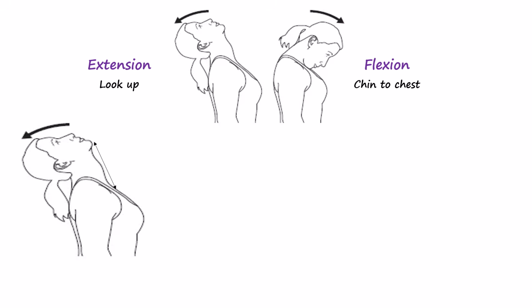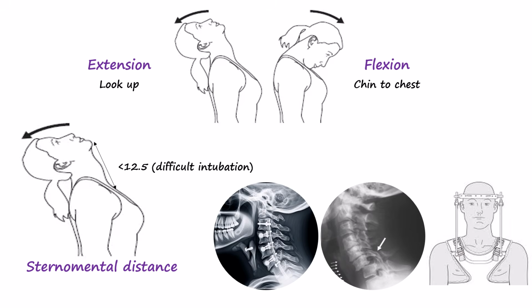At the bedside, you can check neck mobility by asking the patient to bend the head forward so the chin touches the chest to assess flexion, and then to look up as far as possible to assess extension. Measuring the sternomental distance, which is the distance from the tip of the chin to the top of the sternum with the neck fully extended, is another useful test. A measurement of less than 12.5 cm suggests limited mobility. Limited neck extension can result from cervical spine disease, previous spinal fusion, halo fixation, or trauma.